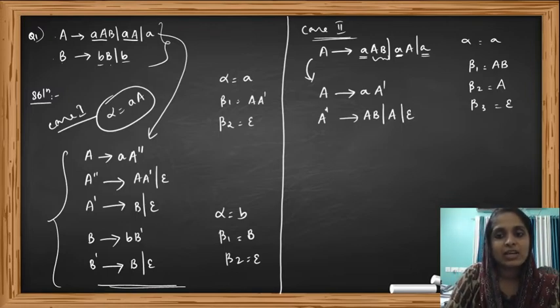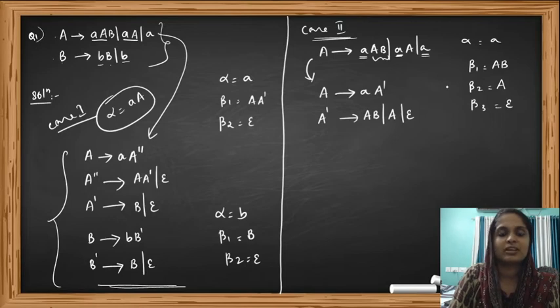And now let's check whether there is any common factor in this result. In the first production, there is only one term, so there is no common factor. We can just ignore that. What about the second production? In this second production, these two terms have a common factor, a common prefix.